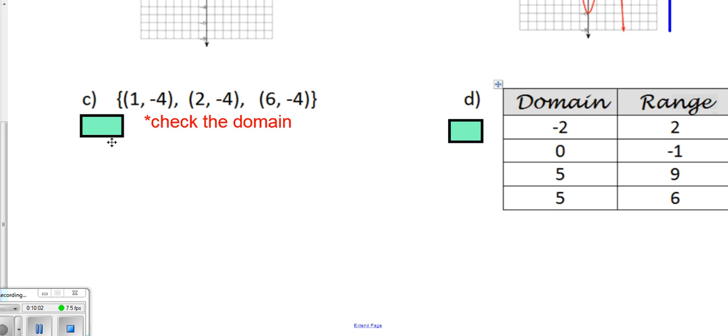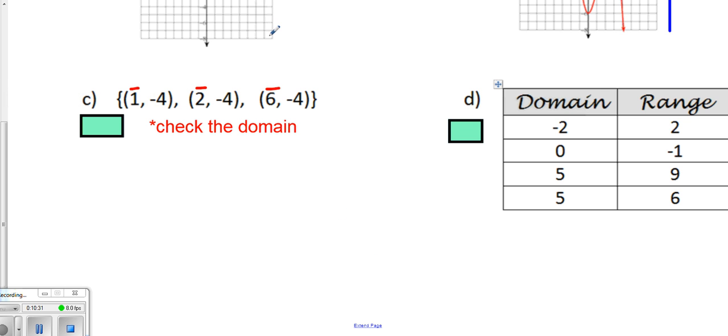Let's look at letter C then. In this one, we don't have a graph. We just have a set of points: 1, -4, 2, -4, and 6, -4. For these ones, we'll always check the domain. So if you just have a set of points or a table, like over here, you always just check the domain. Now, if we look at our domain, it's all the x values, so 1, 2, and 6.